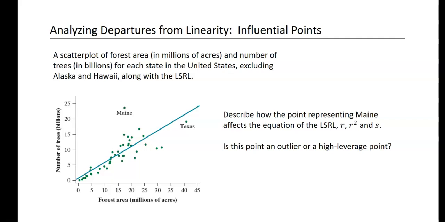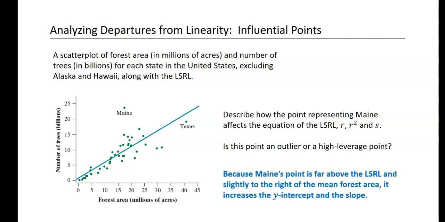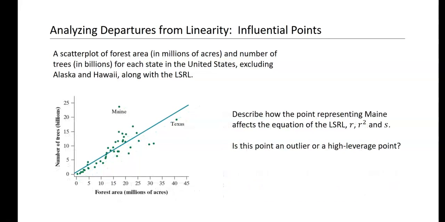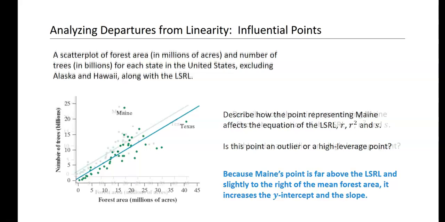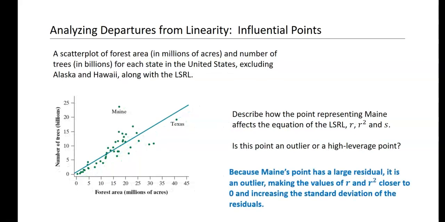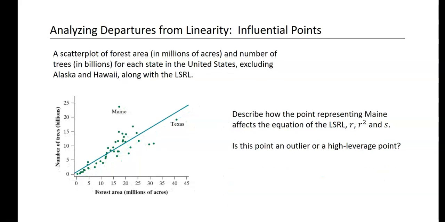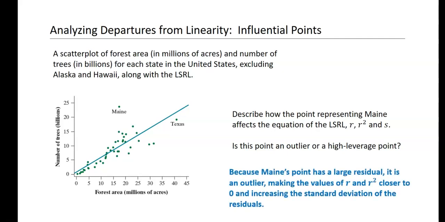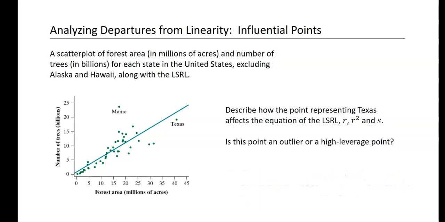Describe how the point Maine affects that. Is this point an outlier or a high leverage point? So we already talked about this. So it increases the y-intercept. Right, so if the large residual is an outlier, making the value of R and R squared smaller, increasing the standard deviation. Okay. So Texas, what is that one called?